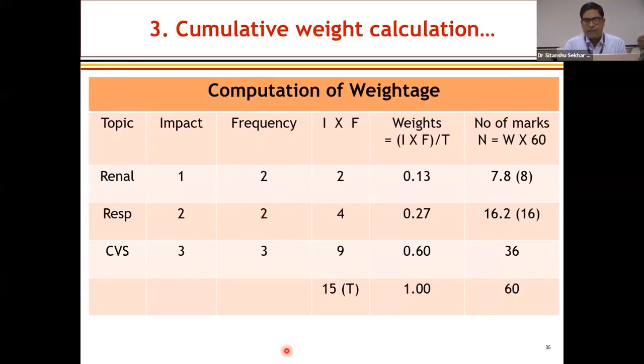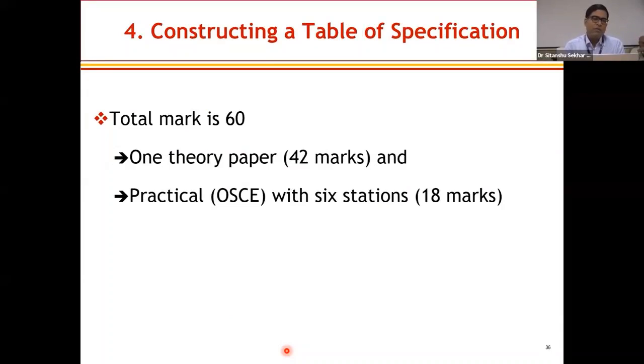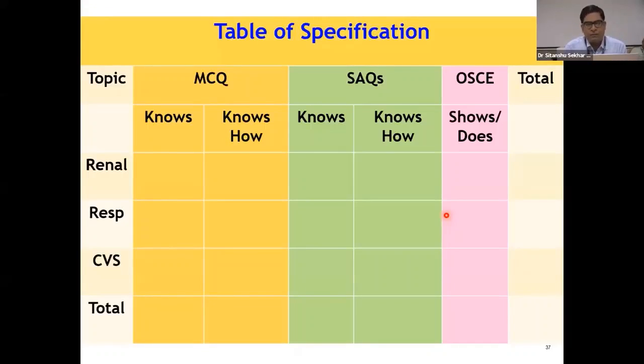So having got 60, what we are going to do now is talk about the distribution of marks, where I was talking about the role of universities or dean's office. So the theory paper marks, suppose it is 42, and practical examination is for 18 marks. In practical, we look at the procedural skills and affective domain, and in theory, it is the cognitive component. So 42 marks and 18 marks. Now, this is how the table of specification looks.